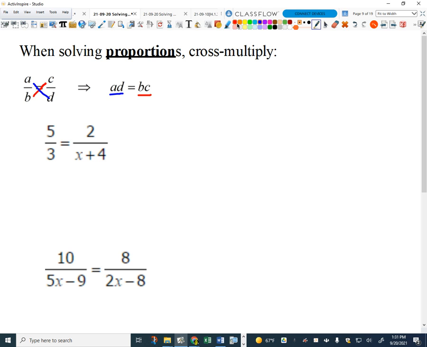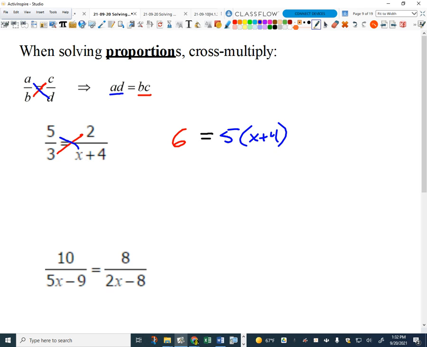So we've got two cross products here. I've got this cross product. What's 3 times 2? 6. That's going to be equal to the other cross product. Gage, what was that again? Okay, how'd you get to 5x plus 20? What did you do? You distributed. So what you really did is you said 5 times x plus 4, but because there are 2 terms in x plus 4, we have to write it as a quantity and put it in parentheses.